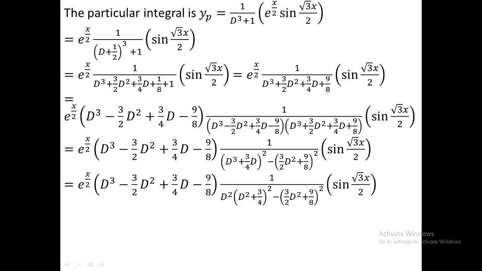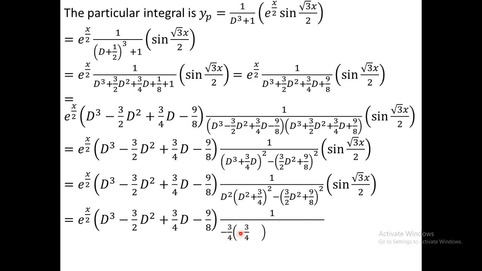Now this is a function of sine of alpha x, so we have to replace D square by minus alpha square. Here alpha is root 3 by 2, therefore alpha square is 3 by 4. Therefore we have to replace D square by minus 3 by 4. So there is minus 3 by 4, and minus 3 by 4 minus 3 by 2 into minus 3 by 4 plus 9 by 8 whole square. You see that here this is minus 3 by 4, here plus 3 by 4, they cancel, so this is 0.